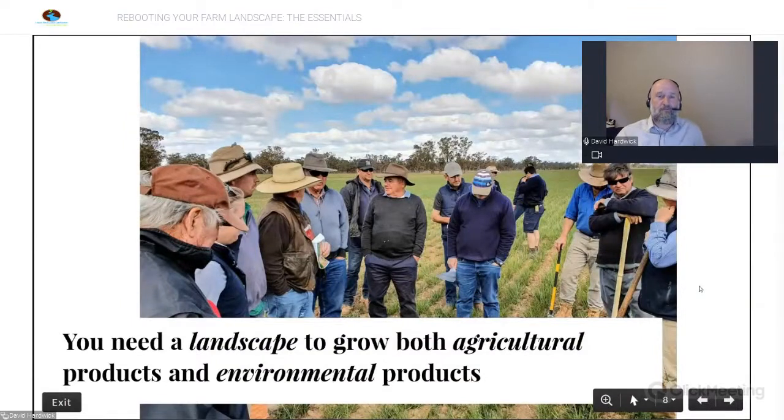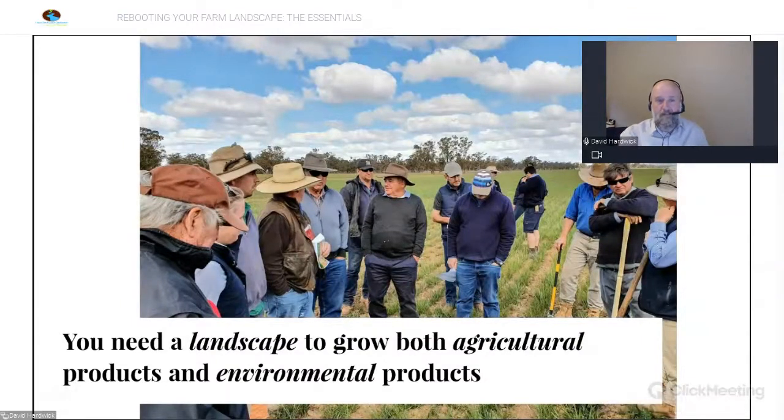And I think the thing to really remember at this point is, this is the 21st century understanding of farming, that you need a landscape to grow both agricultural products like wool and wheat, like these guys here near Forbes in New South Wales. You actually need a whole landscape to grow agricultural products, but also you need a landscape to grow environmental products. So that's things like carbon, soil carbon, biodiversity credits. You need a landscape to do both. And that, of course, means that farmers and graziers are in the box seat when it comes to environmental products because they own landscapes.